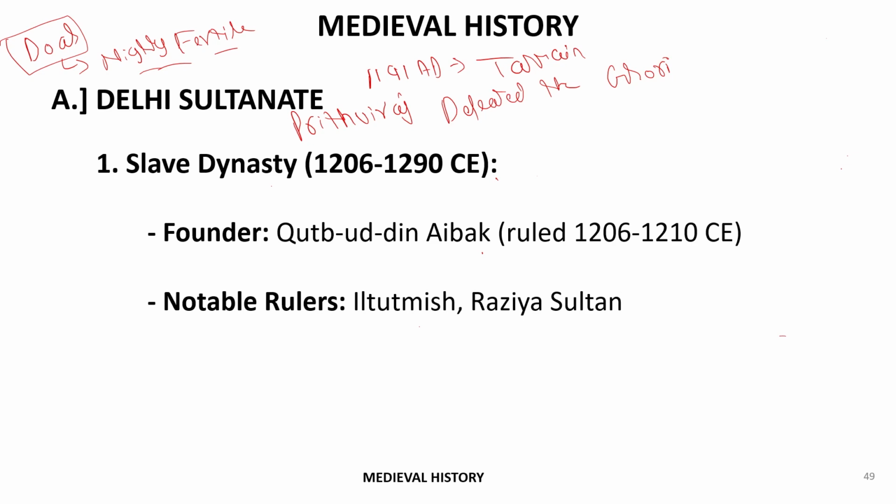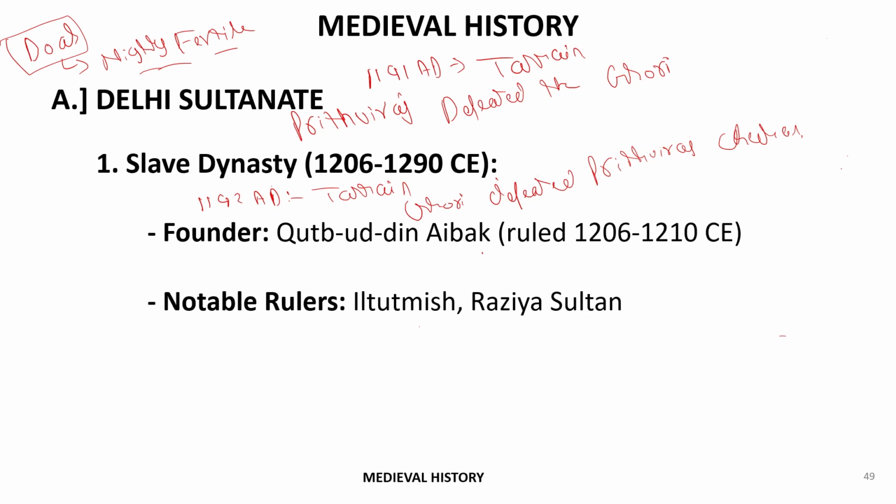The second battle was fought in 1192 AD, at the same place, Tarain, in which Ghori defeated Prithviraj Chauhan. That was the beginning of the Muslim rule in India. But Ghori could not sustain it for long. Muhammad Ghori captured Delhi, but he was not able to sustain it for long.